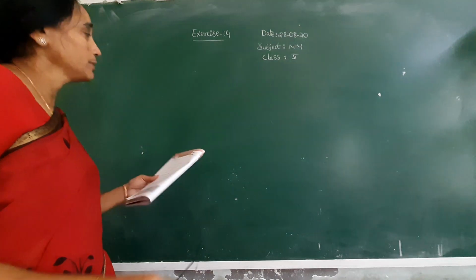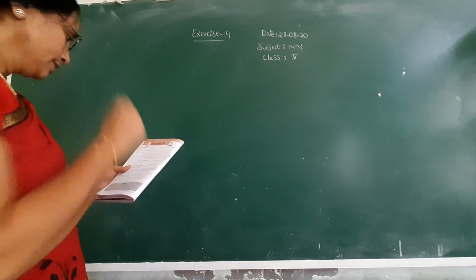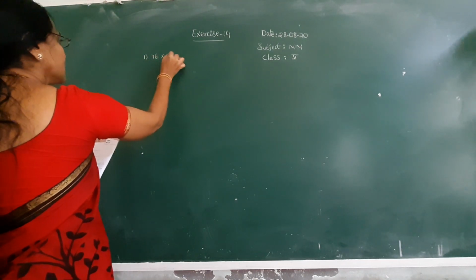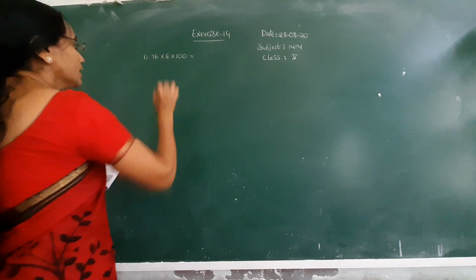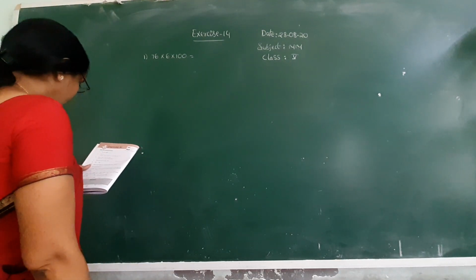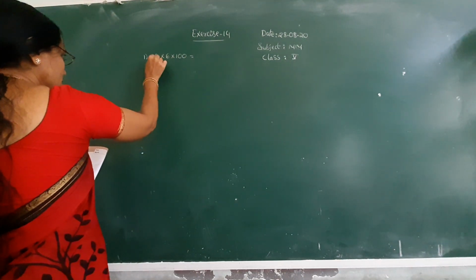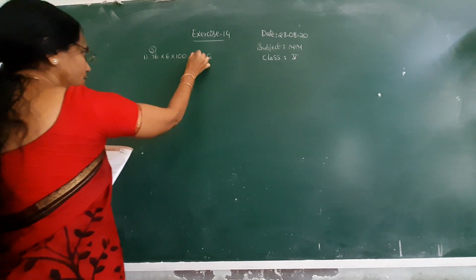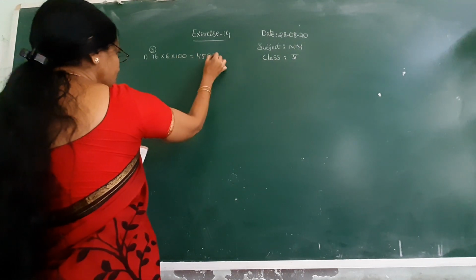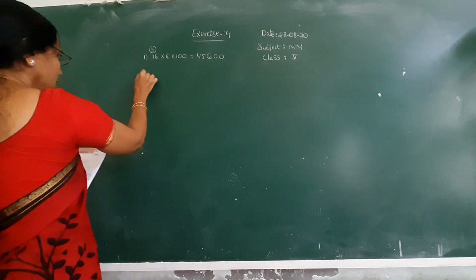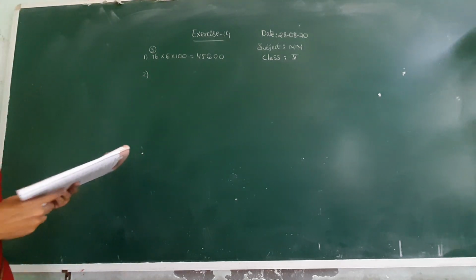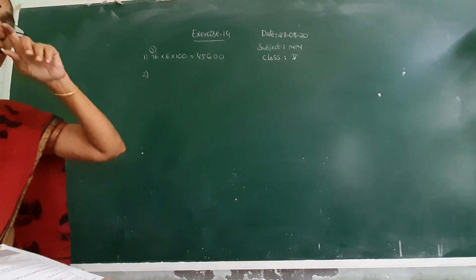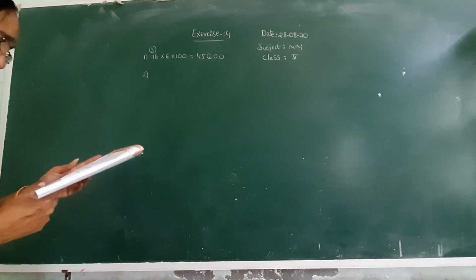Today I am going to explain exercise 14. Okay, see the first problem. 76 into 6 into 100. So you have to multiply 76 by 6 first. 6 sixes are 36. 6 sevens are 42 plus 3 is 45. Into 100 means we have to keep two zeros. 76 into 6, first you have to multiply. After that you have to keep that number of zeros.